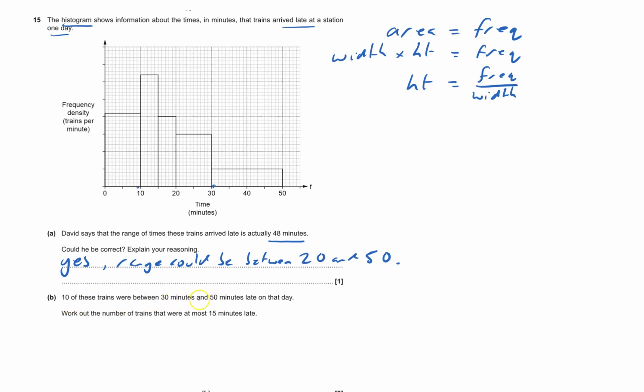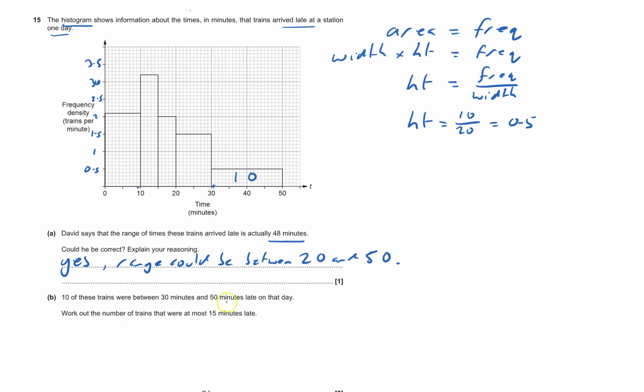10 of these trains were between 30 and 50. So between 10, this bit here, that's 10. And I want to know what the height of that is. So the height, it's a good thing I wrote this down, equals the frequency, which is 10, divided by the width, which is 20. So that's 0.5. It's a half. So that's 0.5, 1, 1.5, 2, 2.5, 3, and 3.5.